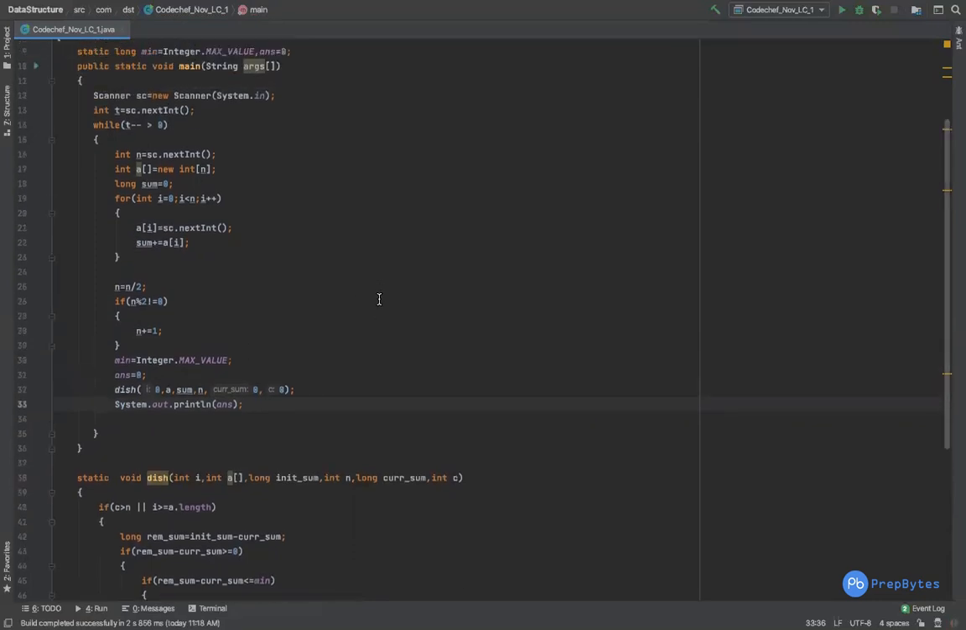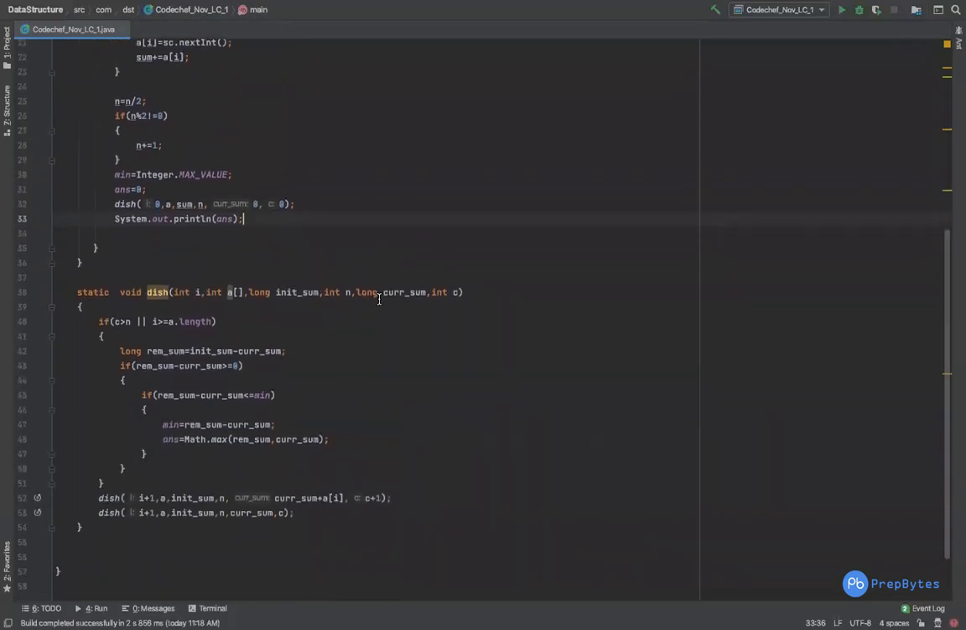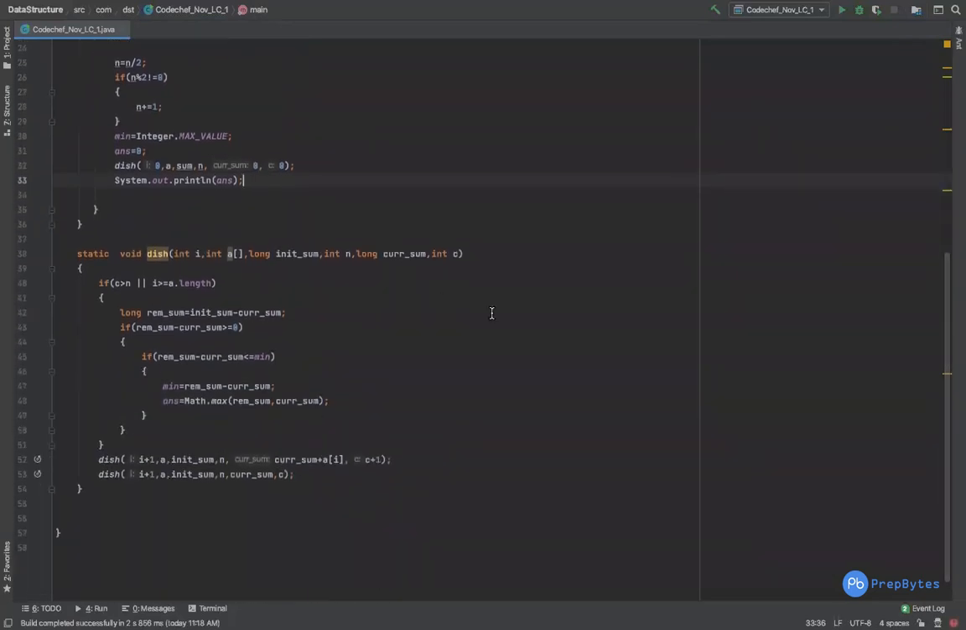This will be our total implementation. This is the total implementation of the first question. I hope you were able to understand this question and also the implementation part. This is a very observation-based question.